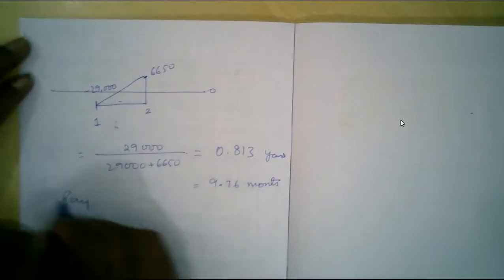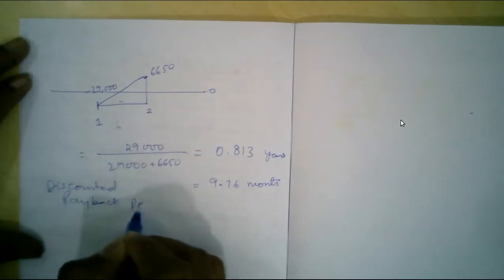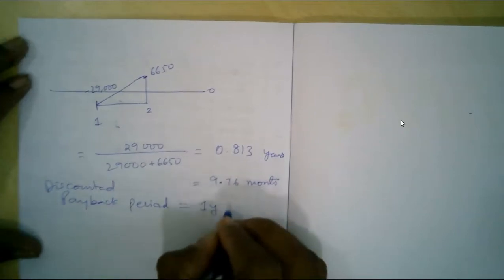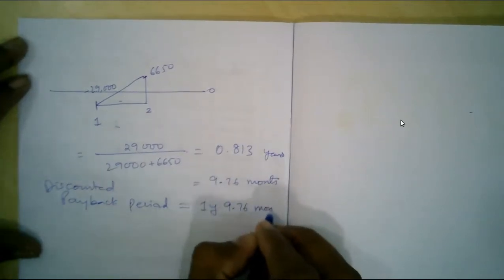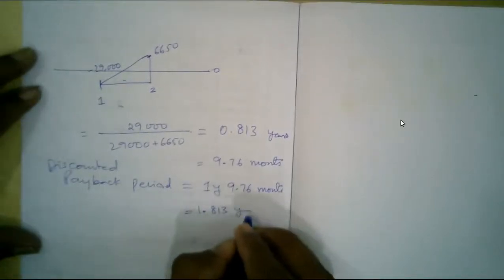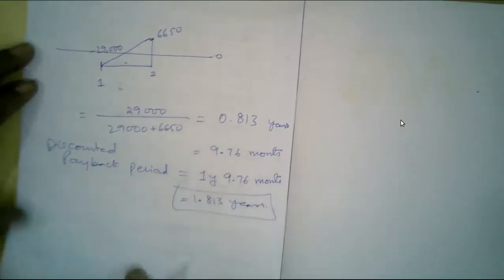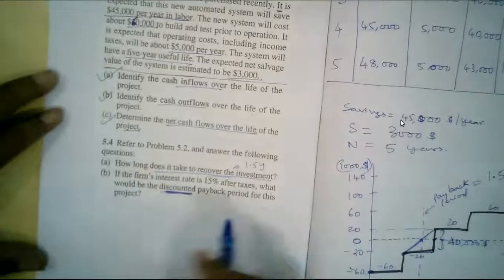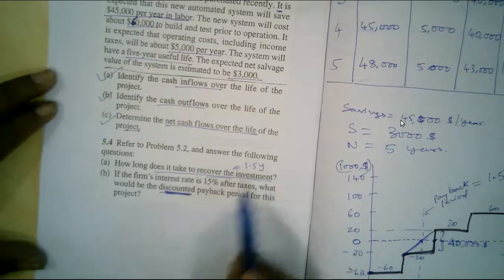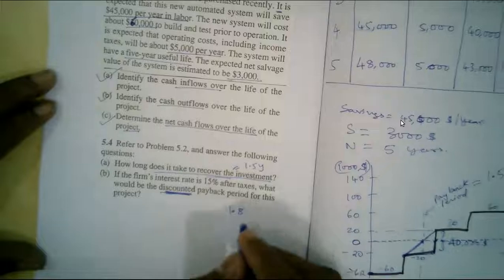So discounted payback period is 1 year, 9.76 months. Or mathematically, you can say it is 1.813 years. So this is the difference. So earlier, if I go back, see the regular recovery, like payback period, is 1.5 years, whereas here it is 1.8. What was that? 1.813 years.